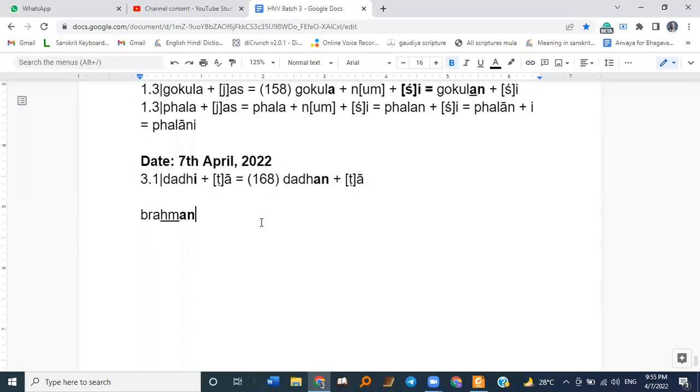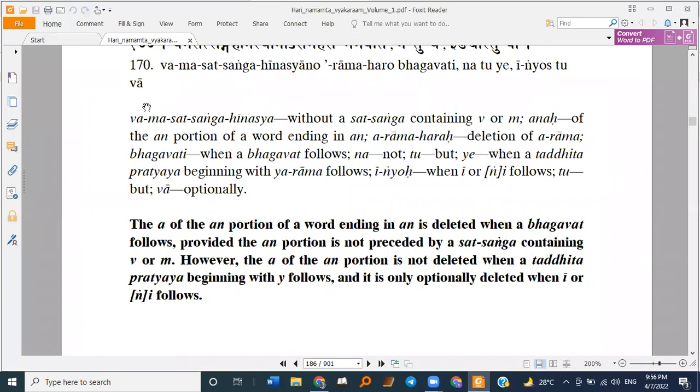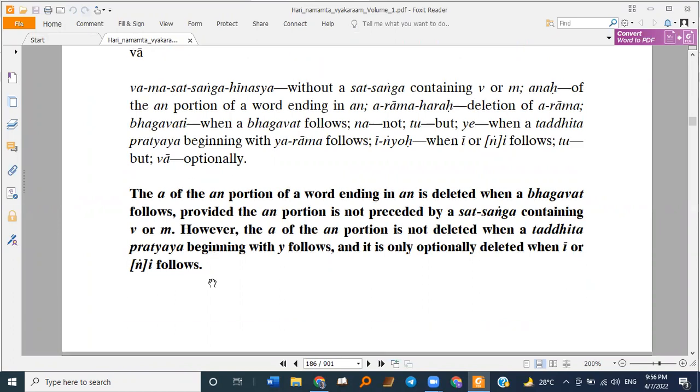So by doing this Sutra 170, we have a word ending with an, and a Bhagavat Pratyaya following, so we delete the Arama. Then Vishnu Bhakti is the Vishnu Padam. So we get Dadna. This Vama Satsanga Sutra 170 is very important, and quite used actually. So that was Dadna.